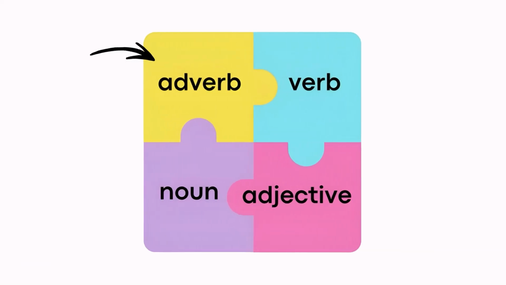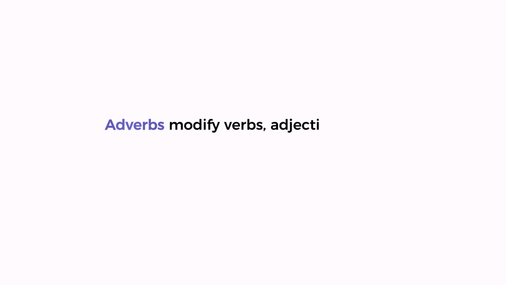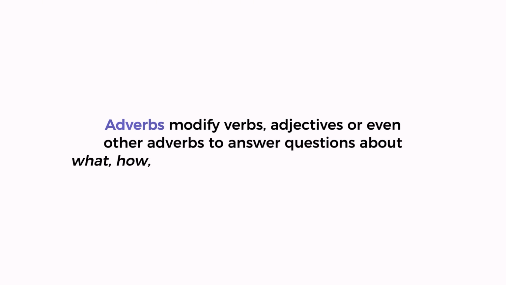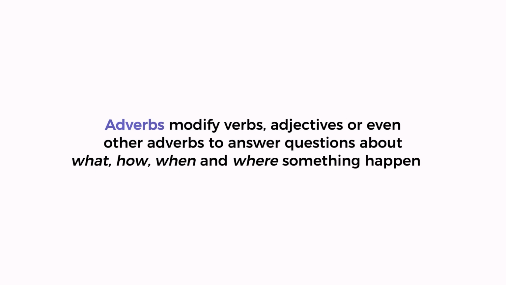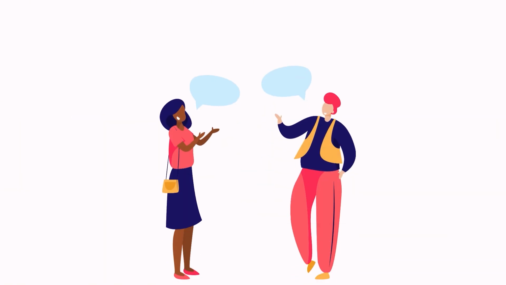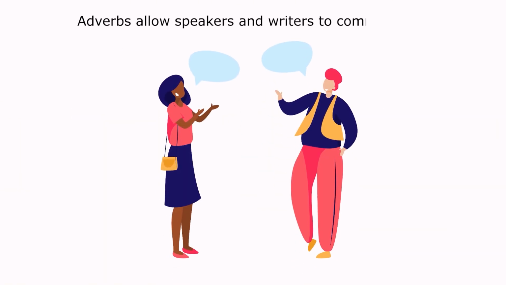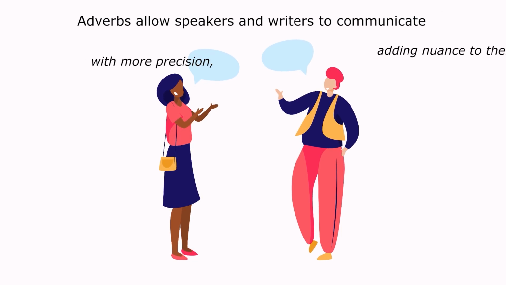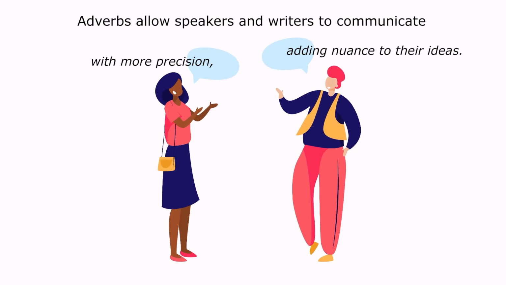Adverbs are a word class and one of the four major parts of speech, along with verbs, nouns, and adjectives. We use adverbs to add detail and clarity to sentences. Adverbs modify verbs, adjectives, or even other adverbs to answer questions about what, how, when, and where something happens. Adverbs allow speakers and writers to communicate with more precision, adding nuance to their ideas.